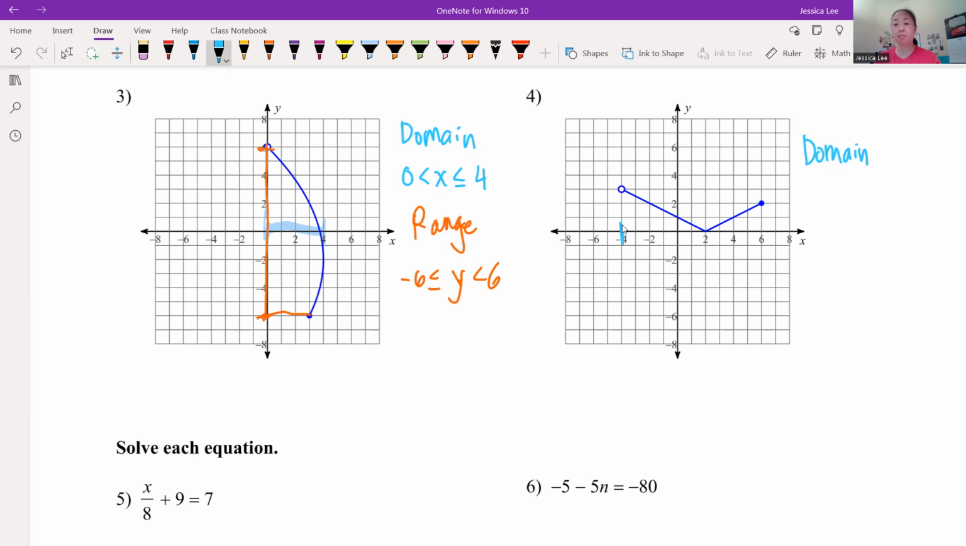Domain, we go all the way from -4 to +6. So at -4, it is open. So just -4 is less than x, which is less than or equal to 6.